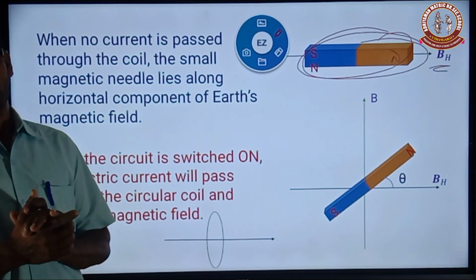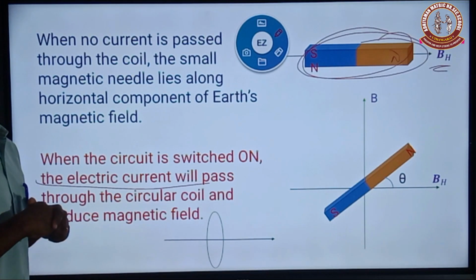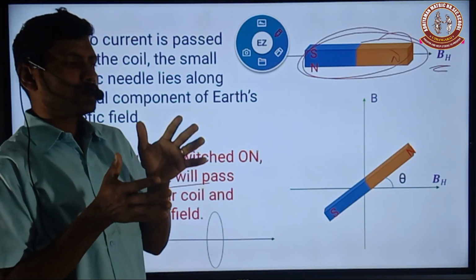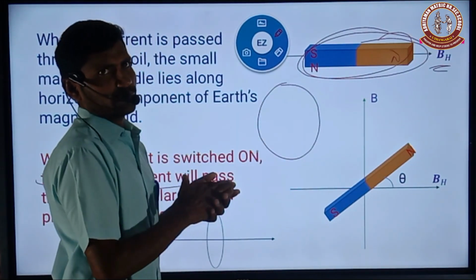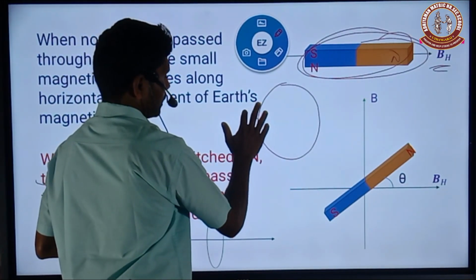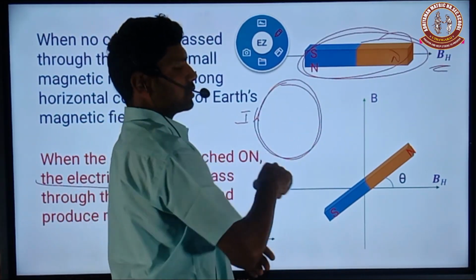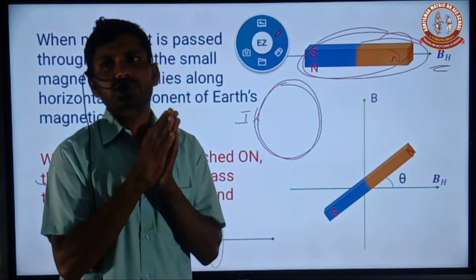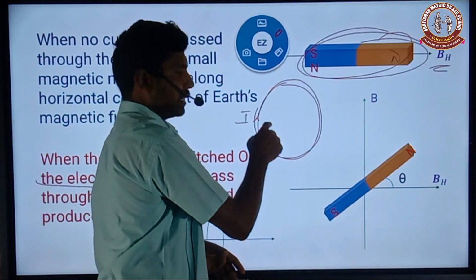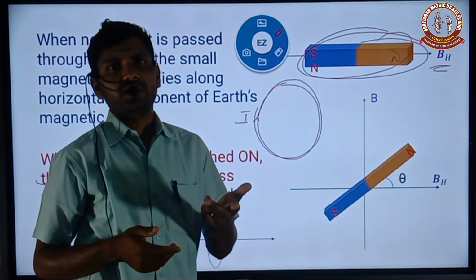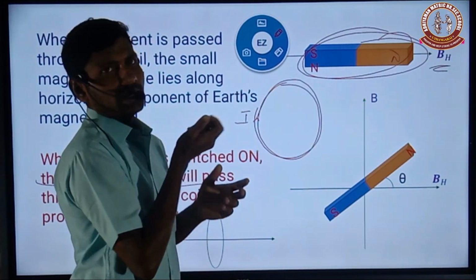Now switch on. The electric current passes through the vertical coil, whether 2, 5 or 50 turns. Due to the electric current, a magnetic field is produced, and it is uniform at the center of the coil.